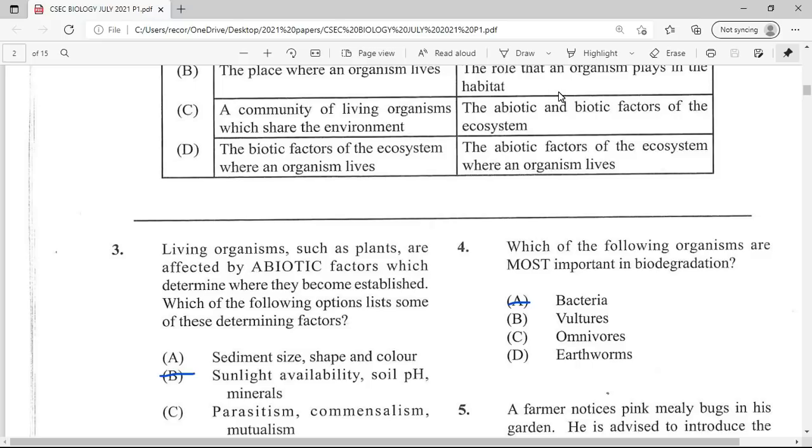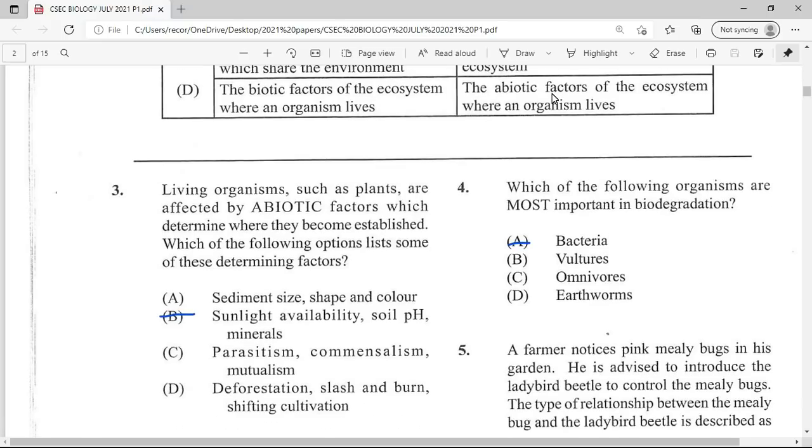Now, the pH of the soil is, of course, going to be determining where an organism is found. Not all organisms will thrive at the same pH. And the mineral content there, plants need minerals to grow, or organisms need minerals to grow. All right. So the other thing, when we look at parasitism and commensalism, those are more biotic factors. And when we look at deforestation, slash and burn, those are anthropogenic impact. Those are human impact. All right.